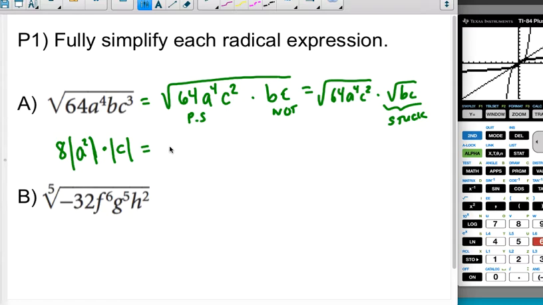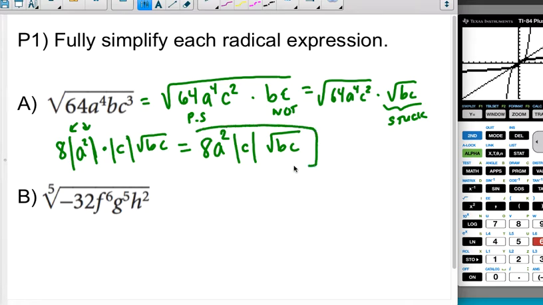So what's going to end up happening, sorry, I don't want an equal sign there yet. I forgot my root, right? So I still need my radical with my bc. I don't need an absolute value around a squared because it can't come out negative. So I'm going to rewrite this as 8a squared, because that all has to be positive. But I don't know what c is, so I need an absolute value around c and then the square root of bc.